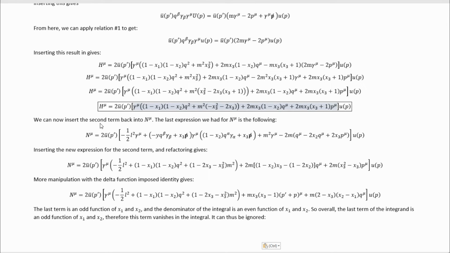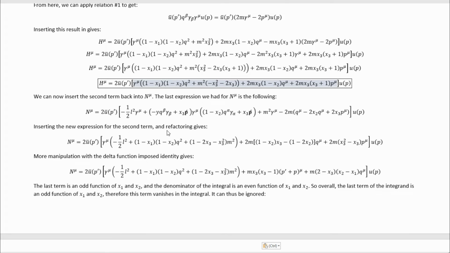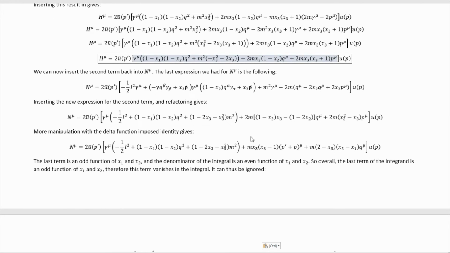We can now insert the second term back into n mu. The last expression we had for n mu is this one. Inserting a new expression for the second term and refactoring more gives you this. Then we can manipulate this a little bit further using the delta function imposed identity, the x1 plus x2 plus x3 equals 1 identity, to get this.